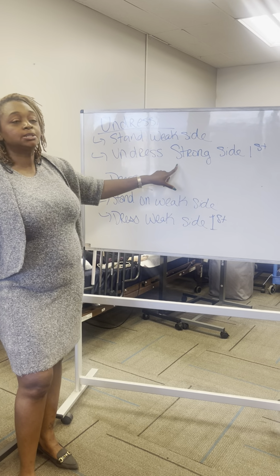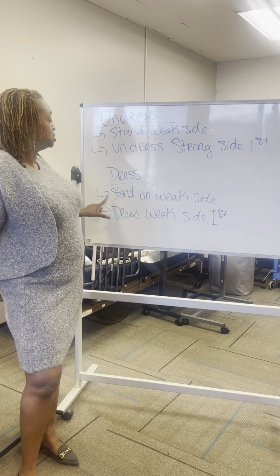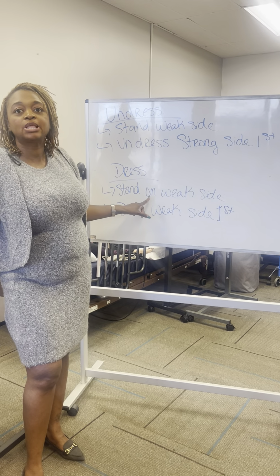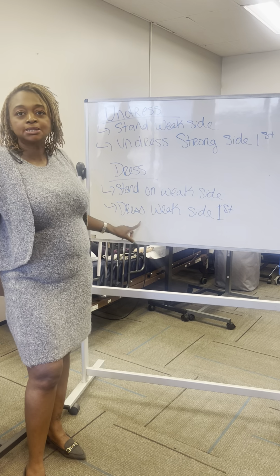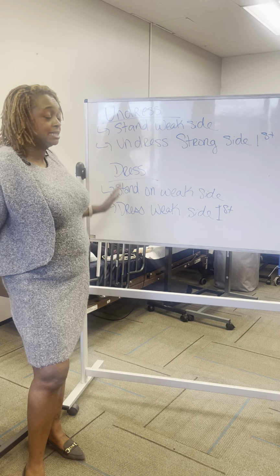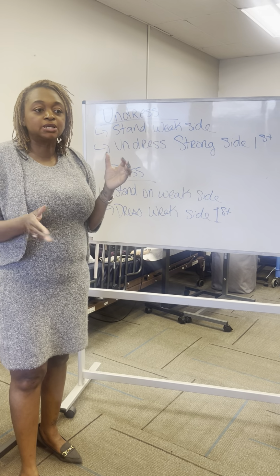Then you're gonna undress the strong side first. Then to dress, stand on the weak side. So that means once you know what the weak side is, you never move from it. And then dress the weak side first. So write this down on a paper and you'll always be good to go.